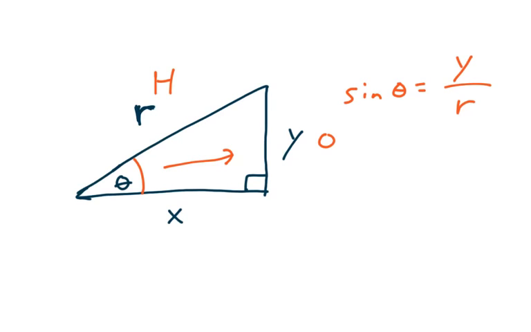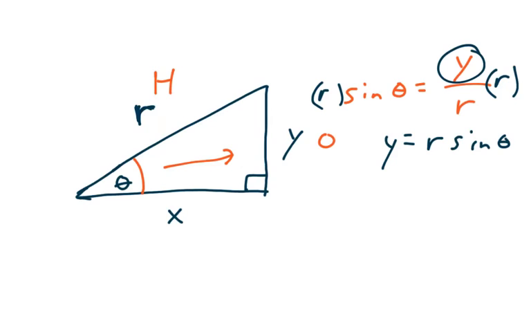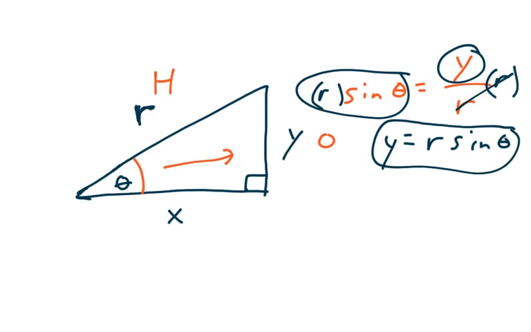And if I'm going to solve for y, wouldn't I multiply both sides by r? So y ends up being simply r times the sine of theta, right there. Y is r times the sine of theta. Hang with me, guys. I know this may look a little different for you, but trust me, in the end, it will make total sense.